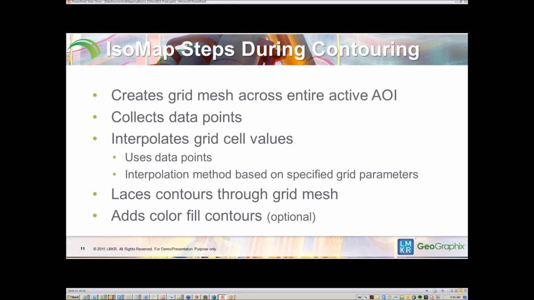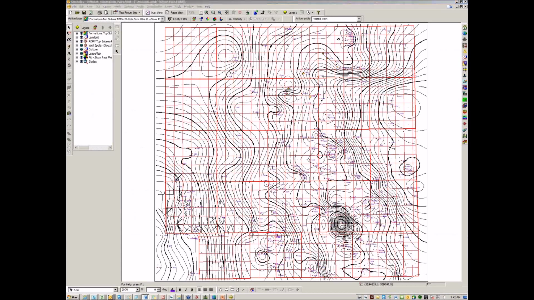Now with this quick right-click contour option, we just use the default ISOMAP grid parameters. Once each grid cell has a z-value assigned, ISOMAP laces contours through the grid. Note that the grid mesh is contoured and not the actual control points. And finally, if specified, any color is added. So that was the quickest method for creating contours from a WellBase layer posting.